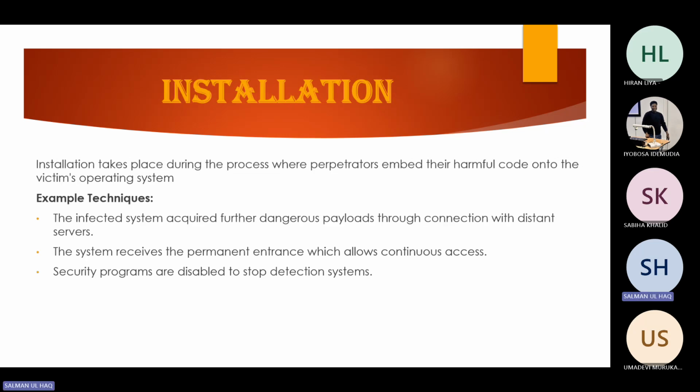Installation phase. In the installation stage, the attacker installs secondary malware onto the compromised system. In this case, the system received additional harmful payloads after the macros executed. These payloads were used to establish persistent access to the system, allowing the attacker to maintain control over it. Attackers often disable security software to prevent detection and ensure their malware remains active.